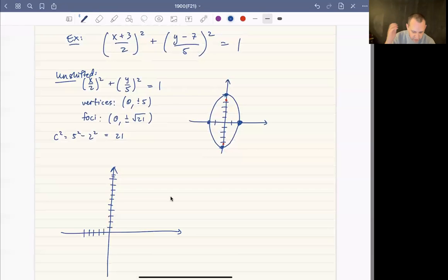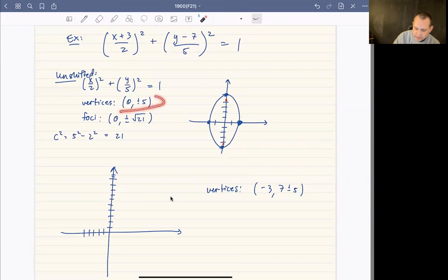Okay, and so then our vertices are going to be at -3, and then 7 plus or minus 5. Okay, so basically what I did is I took this expression for the vertices and I changed the first term, I subtracted 3, and the second term we added 7.